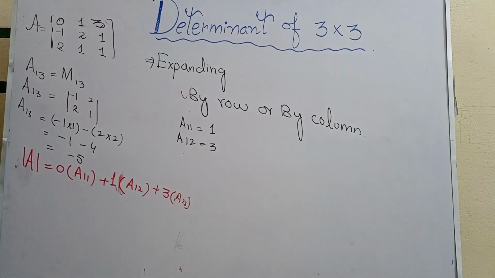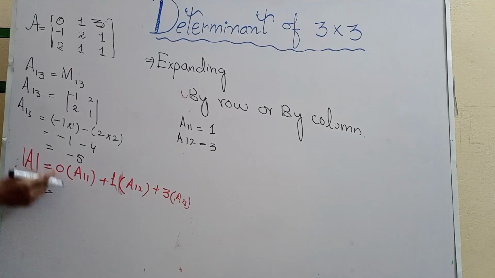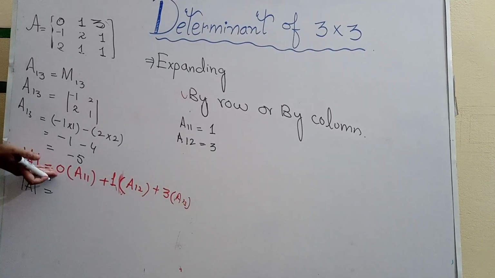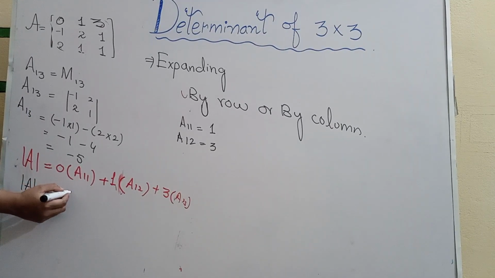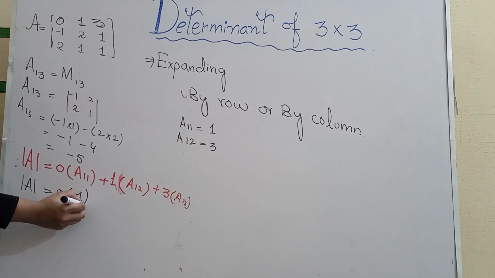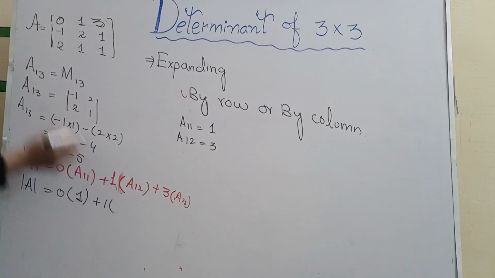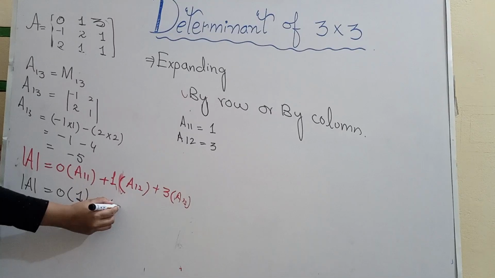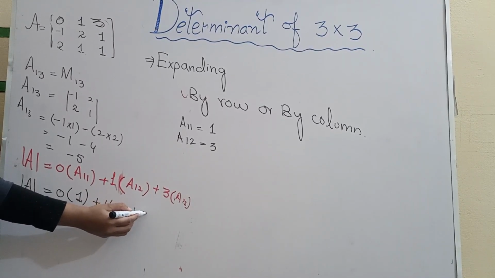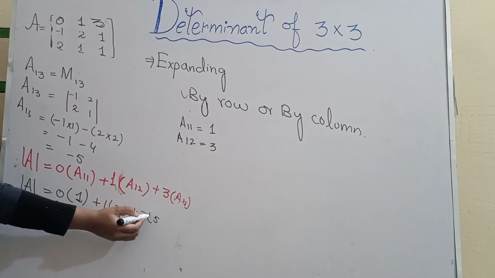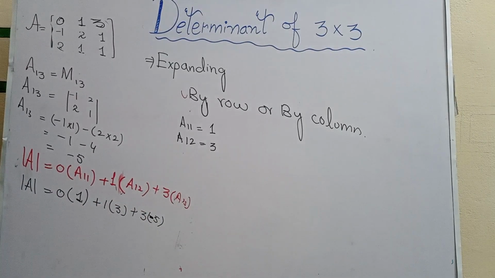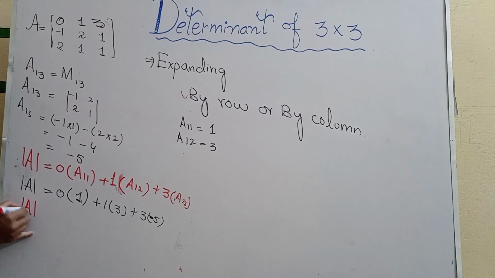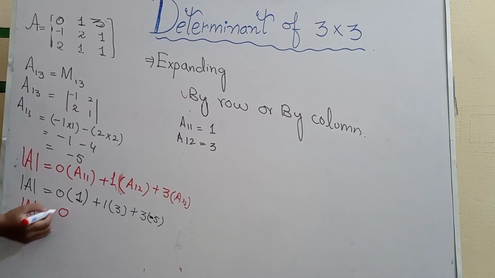Now we are going to write the values of these cofactors. So A determinant becomes, here we have just seen that there is 0, we can write just 0, but let's just put the value of the cofactor, and the value of the cofactor was 1. Then we have to write 1, and the next cofactor, that is 3. And then we have to write 3 and the last cofactor, that is -5.